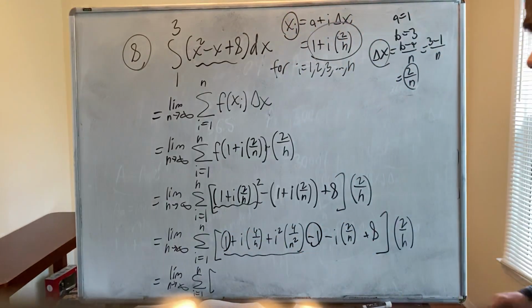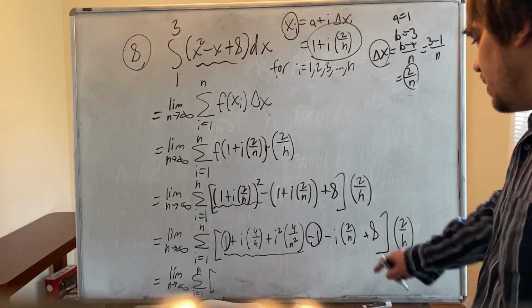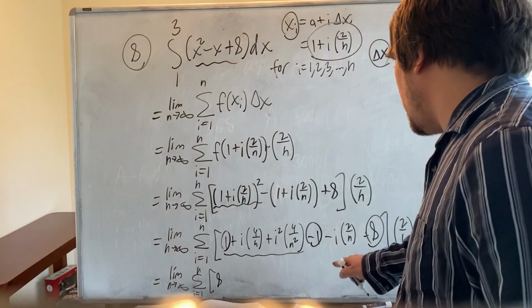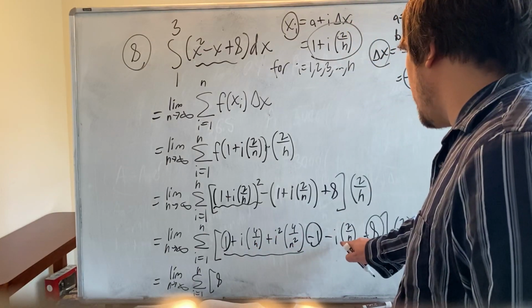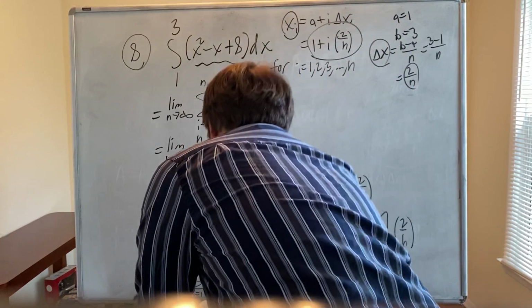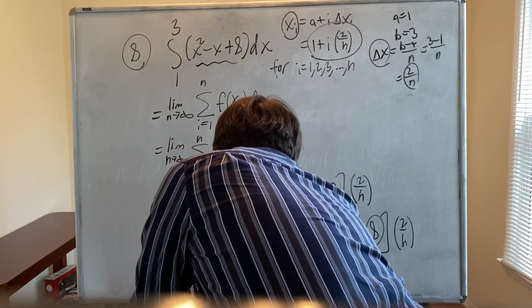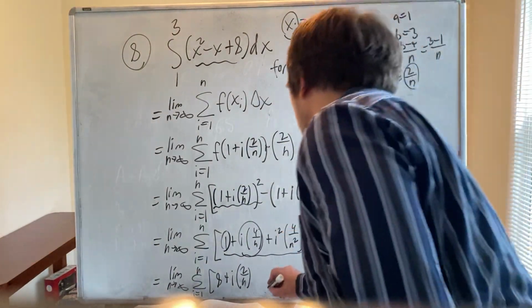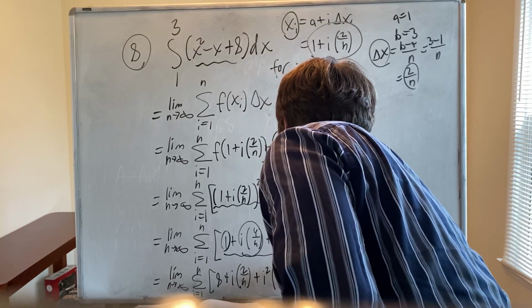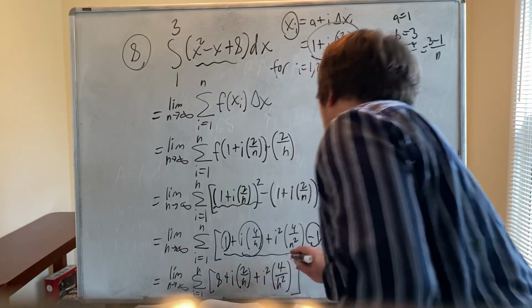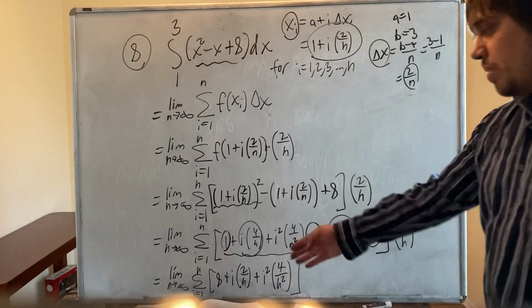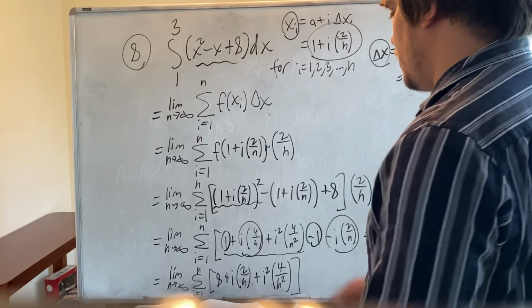So equals the limit as n approaches infinity, the sum from i equals 1 to n. 1 minus 1 is 0. You have an 8 here, so let's keep the 8. Here's the 8. Good. Now the i term, we have i times 4 over n and minus i times 2 over n. That's this term minus that term. What we're left with is i times 2 over n. And so we have plus i squared times 4 over n squared. So it's the limit of the sum of that.